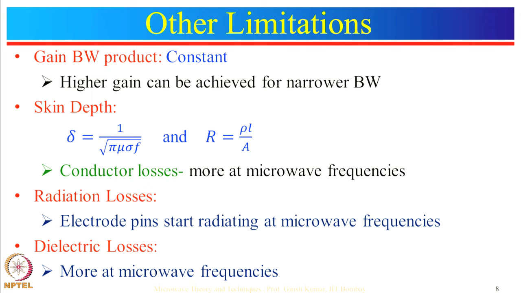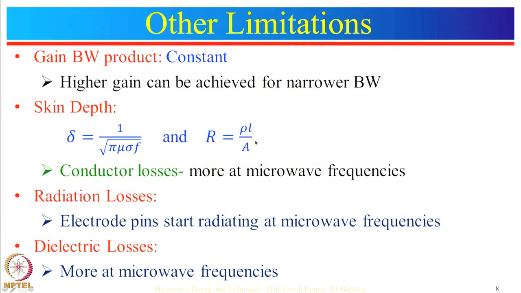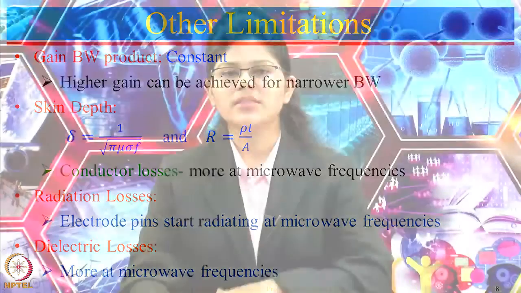So, we can say that at microwave frequencies, most of the current flows through the surface, or we can say the effective area for current flow decreases. And the resistance of a conductor is given by R is equal to rho L by A, where rho is the resistivity of the material, L is the length of the conductor, and A is the area of the conductor. Since this effective area has been reduced by skin depth, the resistance of that conductor will increase, and because of this increased resistance there will be more conductor losses at microwave frequencies.